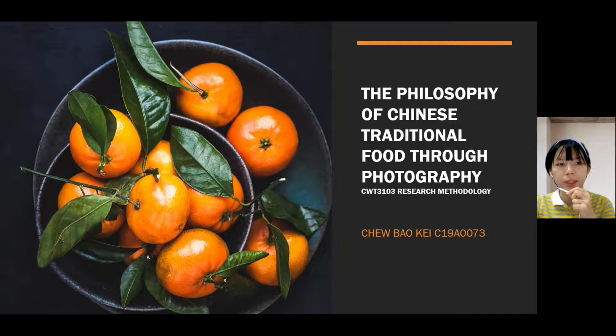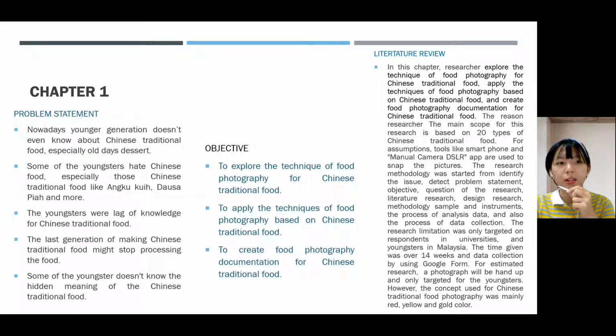In Chapter 1, the problem statement that I found were, nowadays younger generation doesn't even know about Chinese traditional food, especially old days dessert. Some of the youngsters may hate Chinese traditional food like ang kok kueh, tau sapia, and more. The youngsters will lack of Chinese traditional food. Besides, the last generation of making Chinese traditional food might stop processing the food. And some of the youngsters doesn't know the hidden meaning of the Chinese traditional food.